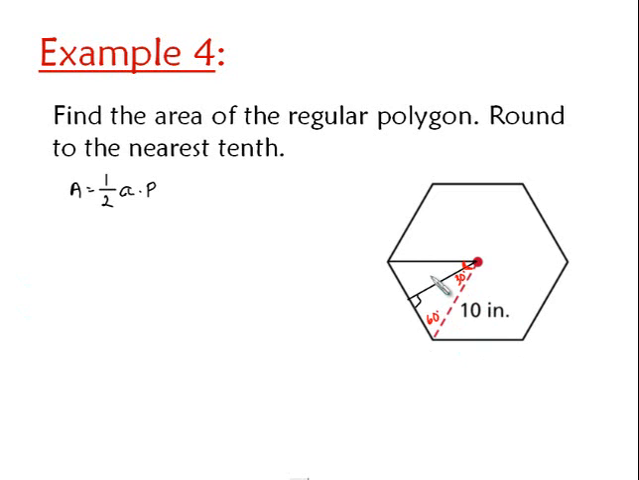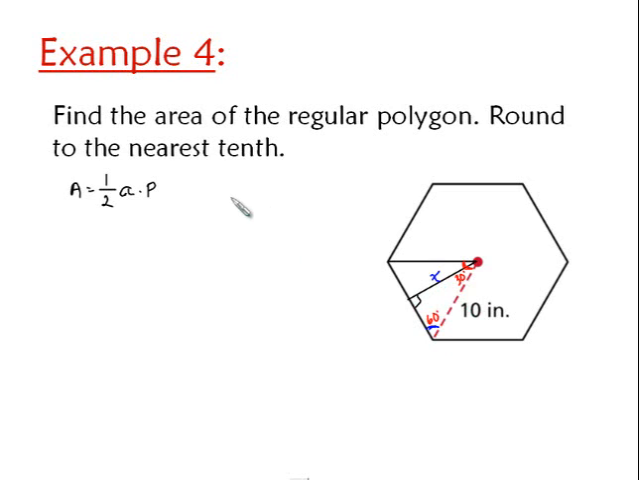First, I'm going to solve for the apothem, and I'm going to label that side x. I'm going to use the 60-degree angle to do this one right here. So I have the opposite side and the adjacent side that I want to work with.